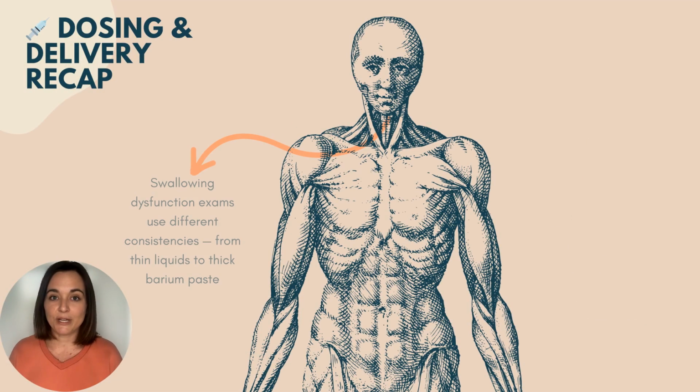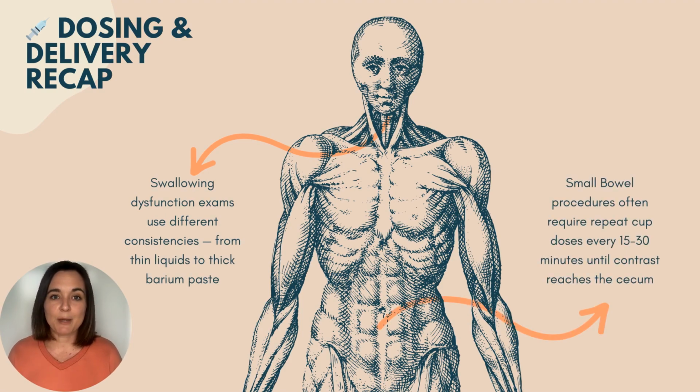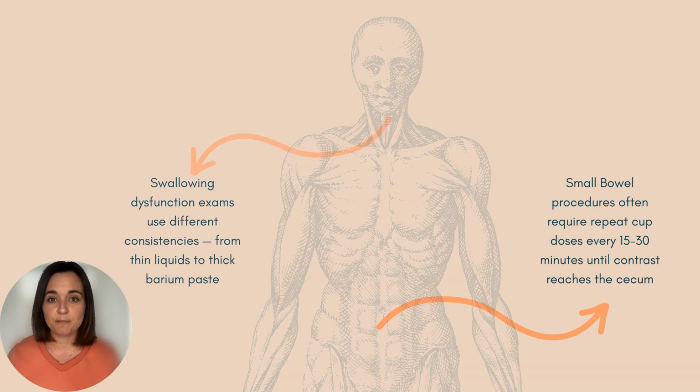Dosing and delivery. Recap. Dosage varies by procedure and patient. Swallowing dysfunction exams use different consistencies, from thin liquids to thick barium paste. Small bowel procedures often require repeat cup doses every 15 to 30 minutes until contrast reaches the cecum.